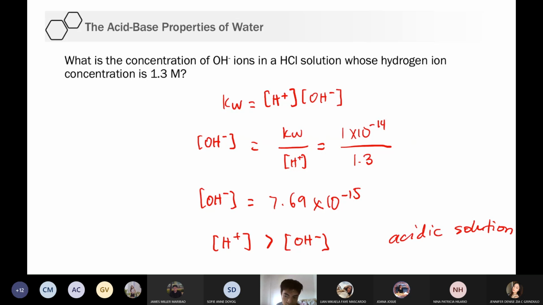If yan ay kabaliktaran, yung OH mas marami kaysa sa H plus, then tawag dyan ay basic solution. And kapag yung dalawa ay equal, that's a neutral solution. Okay? So, ganun lang.